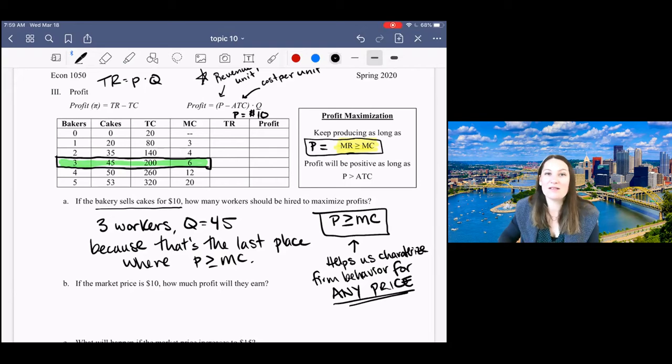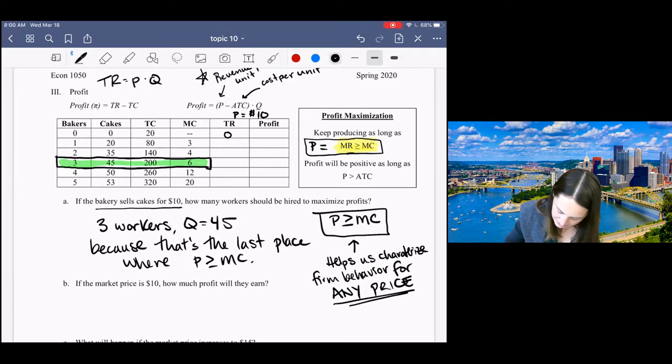We are going to do those additional calculations for a price of $10 because I want to show you that this decision rule does get us to the point with the highest profits. All right, so let's calculate total revenue and profit for each possible point of production here for a price of $10. All right, so total revenue is just price times quantity.